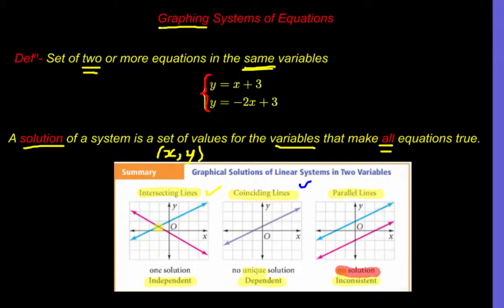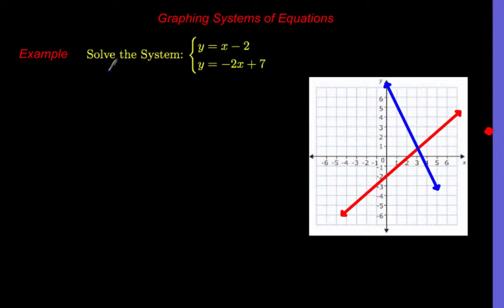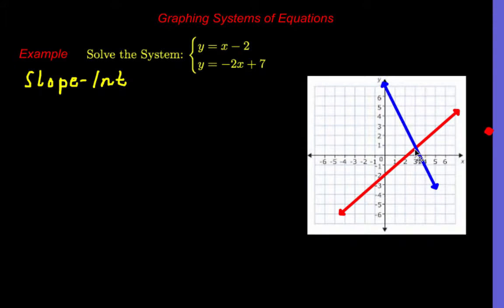So let's go ahead and do this. The first example: we're going to solve the system y equals x minus 2 and y equals negative 2x plus 7. Both these equations are in slope-intercept form, and that's important to know. So I'm going to plot these equations in slope-intercept form. You can see that they're plotted here, but let's see how we got to that.